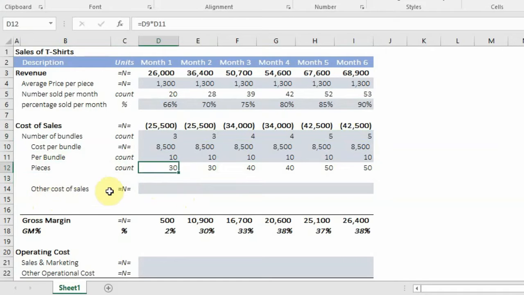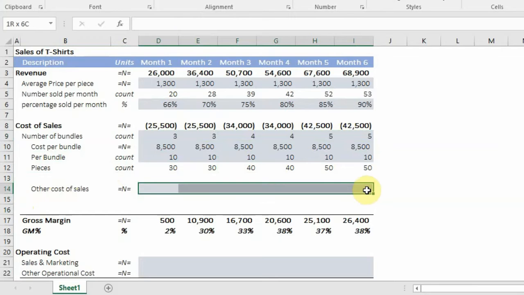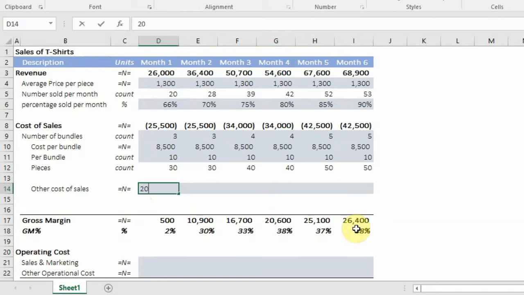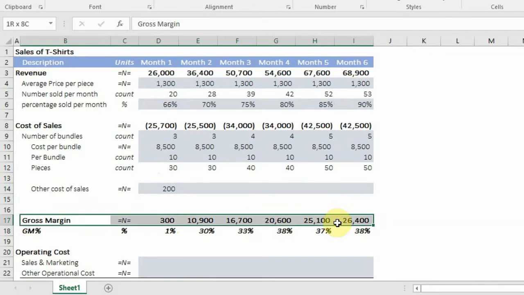I know that most likely you're going to have other cost of sales, so this is provided so that we can enter any additional cost of sales. So for example, if we have some 200 naira additional cost of sales, that impacts on our gross margin here.